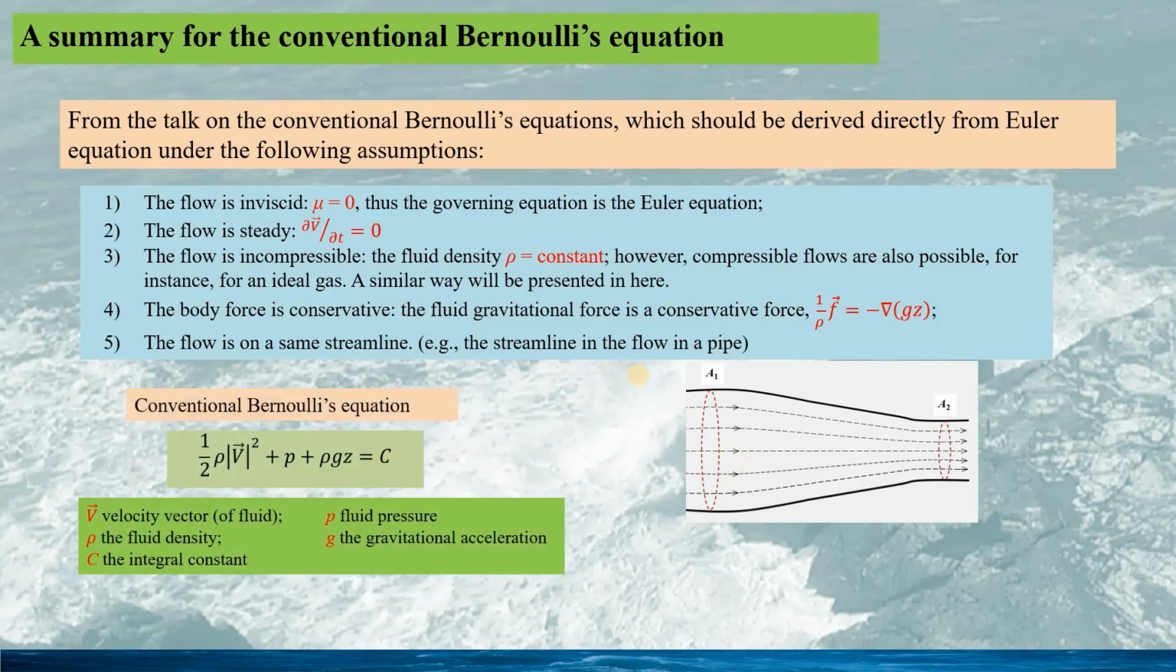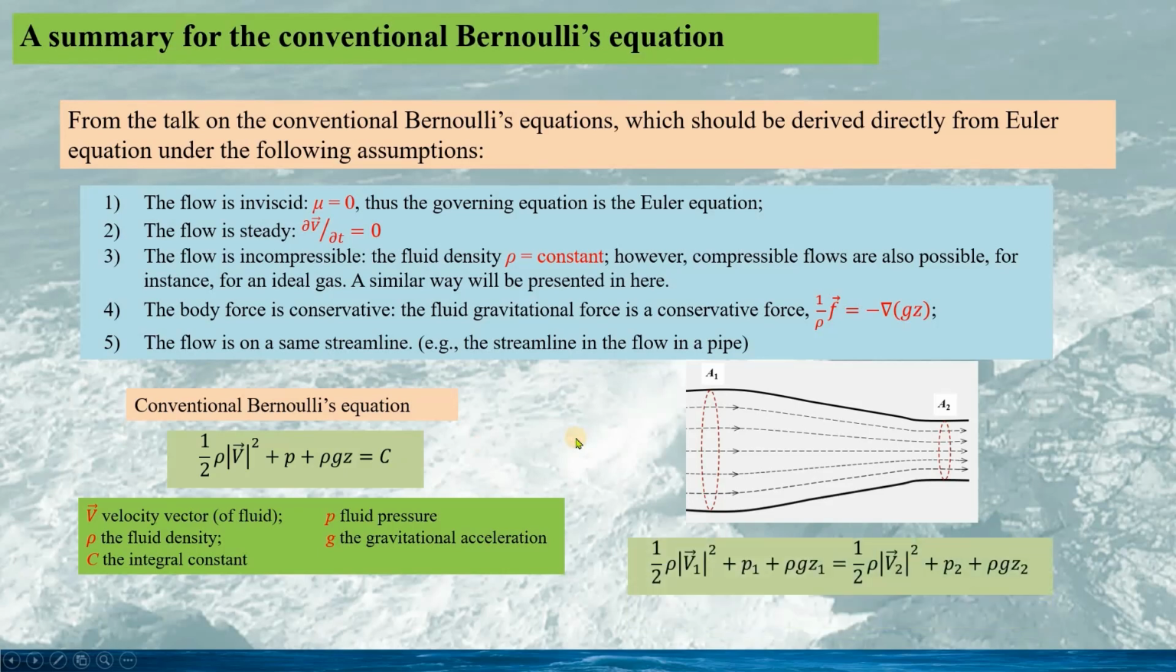Under the assumptions above, the conventional Bernoulli's equation can be derived, given as here. Vector v is the velocity vector, p is the pressure, and ρ is the density of the fluid. g is the gravitational acceleration, and C here is the integral constant.